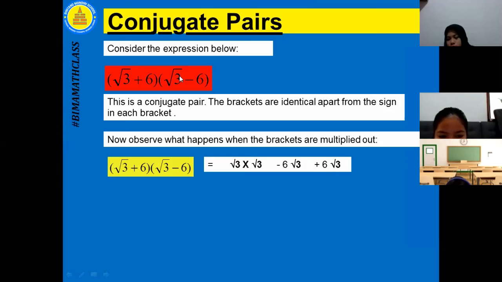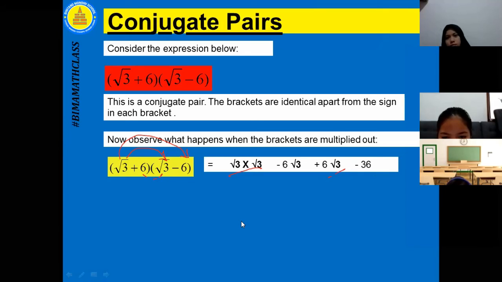So first, kita kalikan akar 3 dengan akar 3, right? To here. And then we get like this. Okay? And now, we multiply this one. Akar 3 dengan? Min 6. Yeah, min 6. So we get minus 6 square root of 3. What is next? 6 times square root of 3. So we get plus, right? This is plus. Now we have this. Now, what is the last one I still don't have here? Minus 6 times minus 6. 36. Positive. Yeah, plus 36, right? Okay.